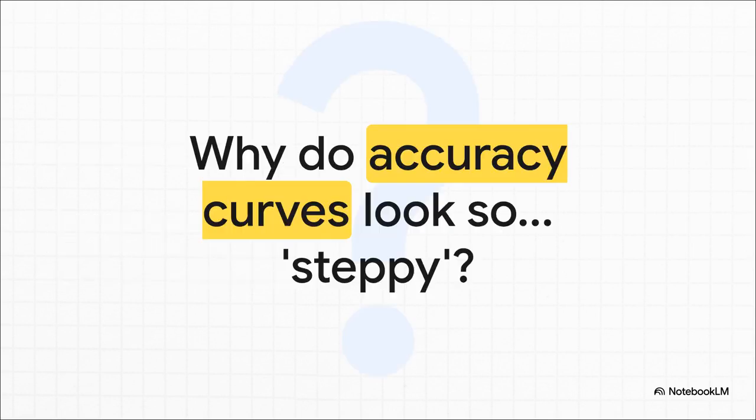Now you might be looking at your own curves and notice something kind of weird. The loss curve might be pretty smooth, but the accuracy curve often looks all jagged and steppy. It goes flat for a while, then suddenly jumps up. So what's going on there? This is a super common question, and thankfully it has a pretty simple answer.